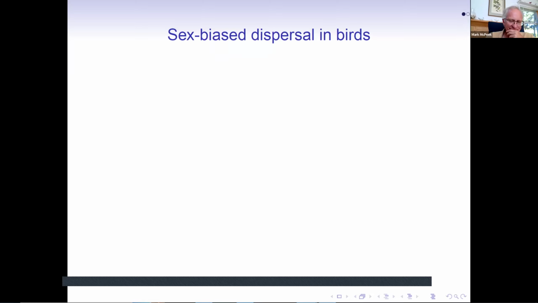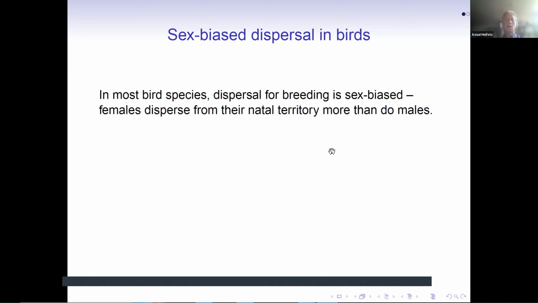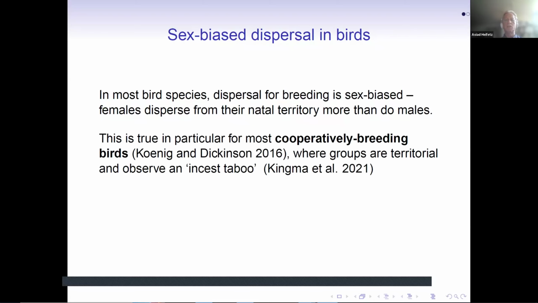Okay. So this was a short clip on the Arabian babblers, and the question is more general about the sex bias dispersal in cooperative breeders. It is known that in most bird species, in order to breed, females disperse more than do males. But the case of cooperatively breeding birds is much more complicated.